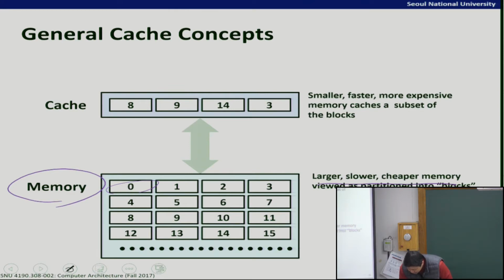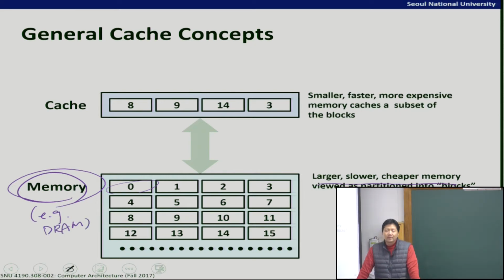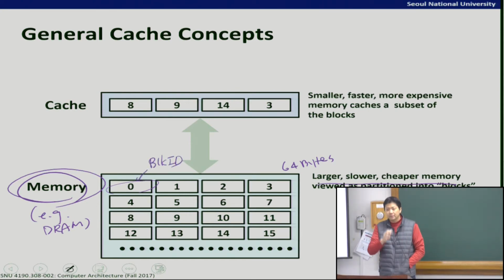So let's say this is memory, for example, a DRAM. Let's say you have 8 gigabytes of DRAM in your PC. Then you divide it into, let's say, 64-byte blocks. So you have 8 gigabytes of physical memory, a DRAM space, but now you divide this memory into 64-byte blocks. Then there will be a huge number of blocks, right? Because you divide into fixed-size blocks, each block has a block ID.